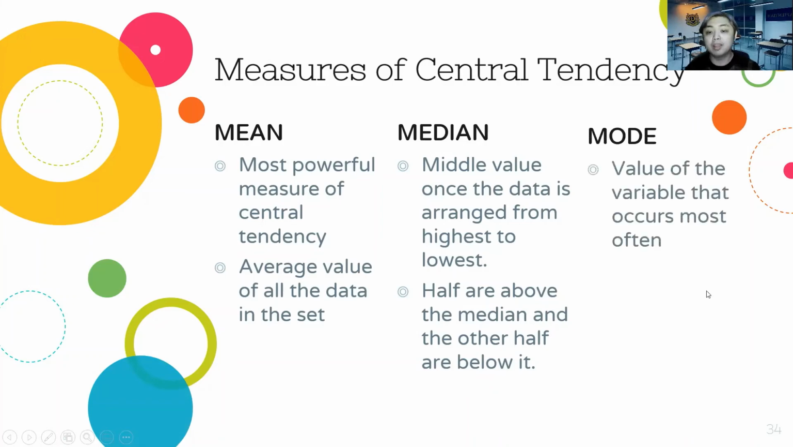And mode, this is the value of the variable that occurs most often. Ano yung madalas na lumalabas? This is better used in nominal data, especially when we get frequency. Diba? Sino mas marami, male or female? Ano yung mas marami na respondents? For example, adult ba, Gen X, Gen Z, or Gen Y? So, yeah, it's better used in categorical data such as nominal and even in ordinal data.